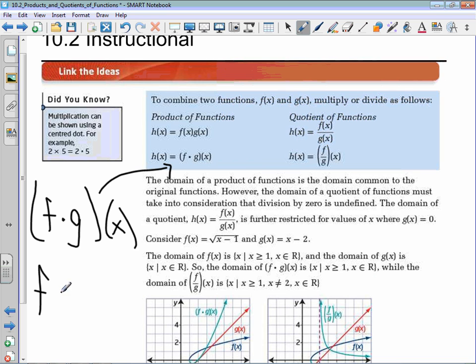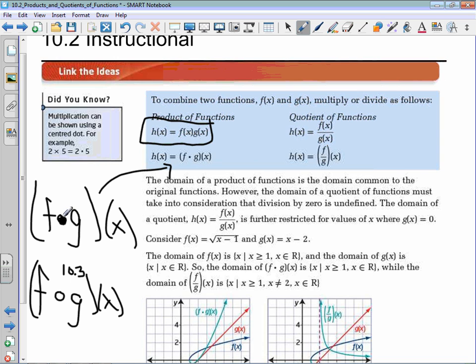But if I were to write f open dot g of x, this is something completely different, and we're going to talk about this in 10.3. So that's not going to come up today, but when you see that closed dot, I'll exaggerate it just a little bit. When we do this on a test or something like that, I will often use this form instead, because then we can't get confused with the closed dot and the open dot. But the closed dot indicates multiplication. The open dot indicates something called composition, which we're going to do in 10.3.